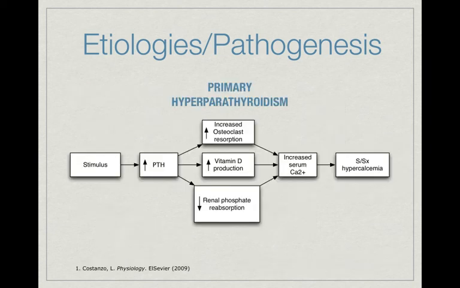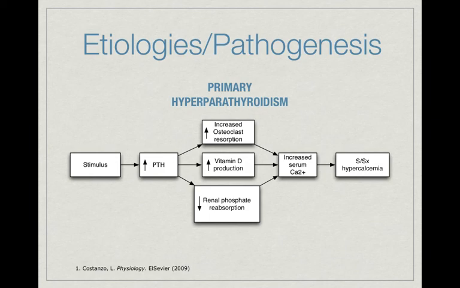So let's talk about the pathogenesis of primary hyper-PTH. The stimulus can be a variety of things, but as we just saw on the last page, it's mostly an adenoma. So adenoma leads to increased PTH, and then that has end effects on the target cells. So principally, increased osteoclast resorption. That's what you need to really think of. PTH stimulates the osteoclast in bone to break down the bone mineral and release calcium into the blood.